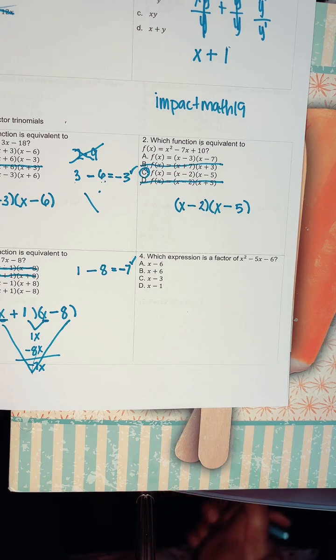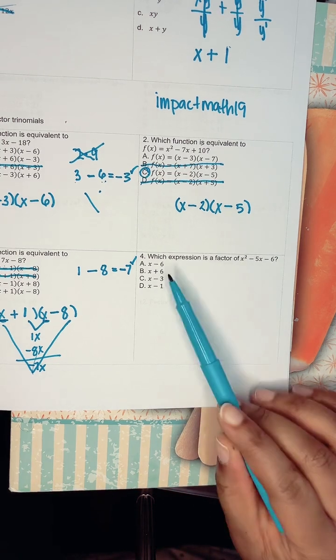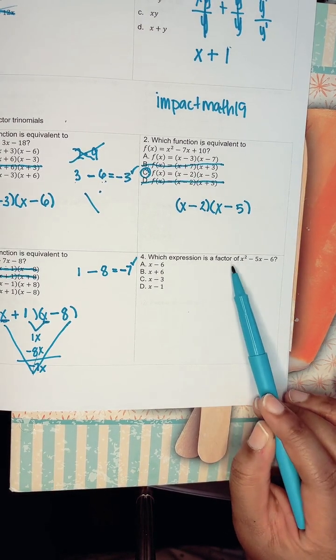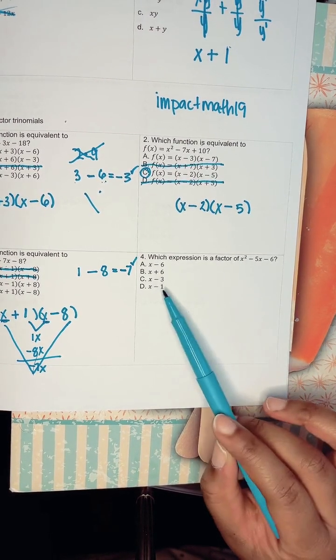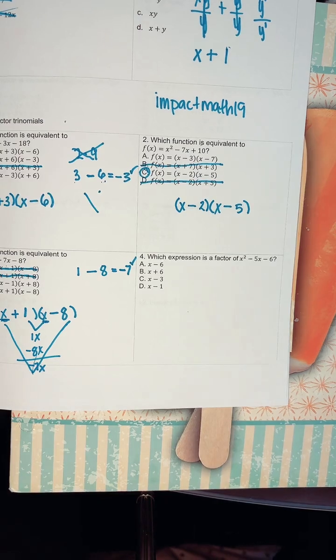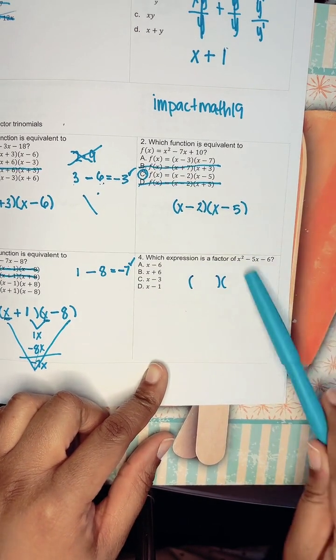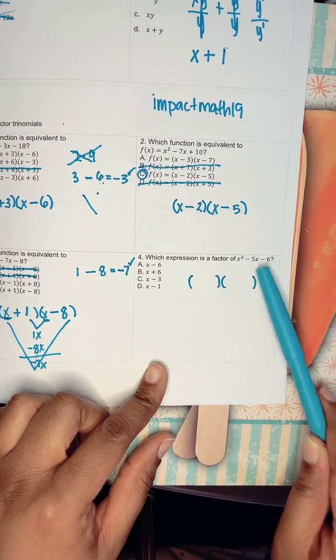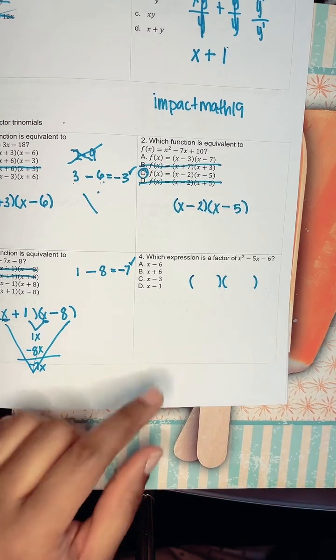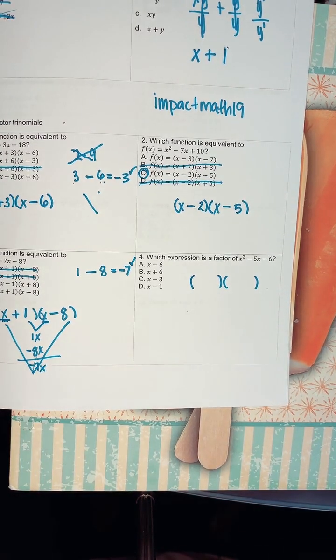Let's do number 4. Let's keep it going. So this question asks, which expression is a factor of? Okay, so it's not telling us to factor the whole thing. It's saying which one of these could be a factor. So let's break down our 2 parentheses. All right, we got double negative. What are our signs going to be right away? Put it in the chat.